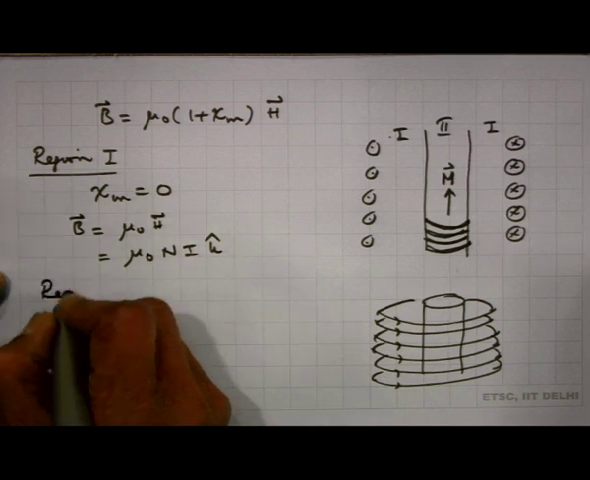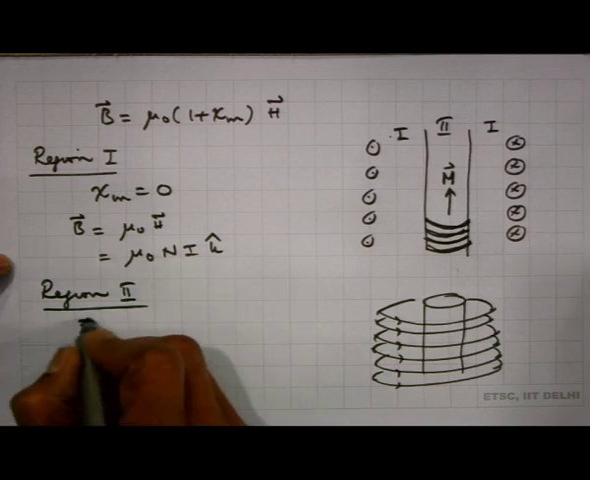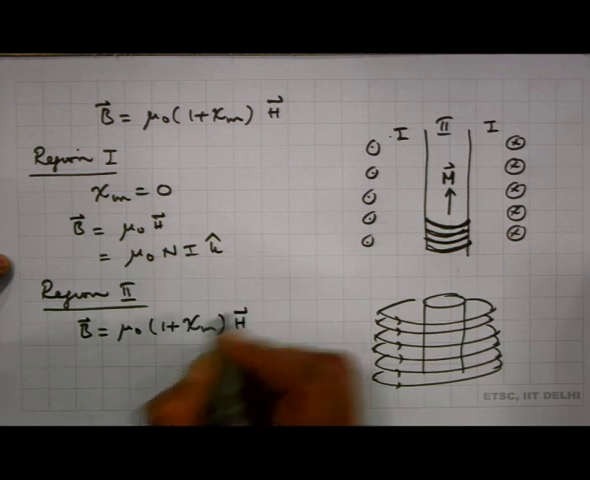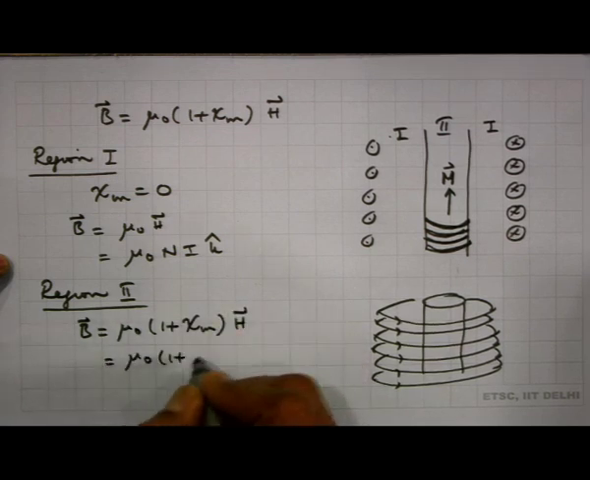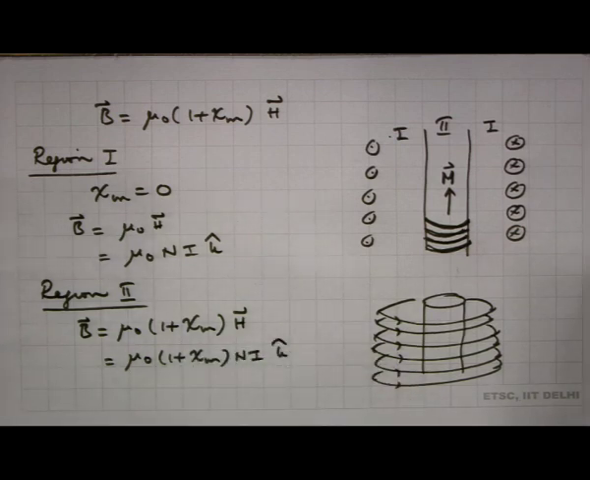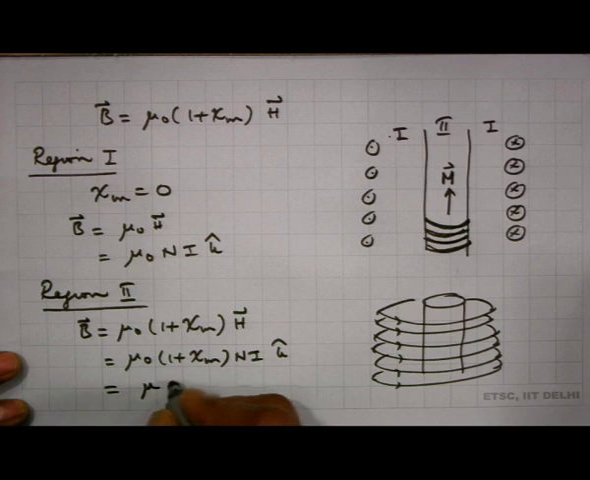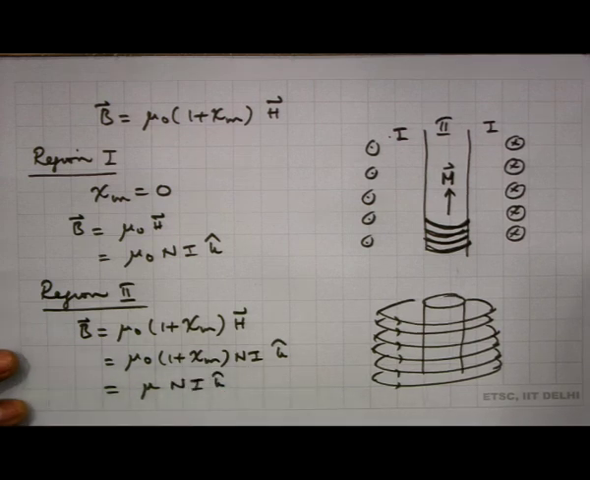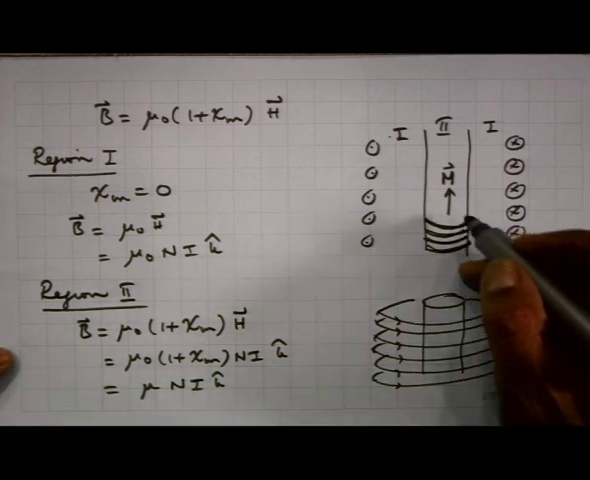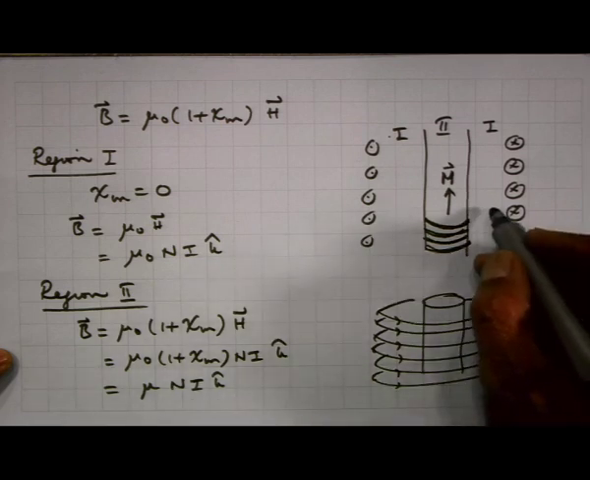Now, what about region 2? In region 2, B is equal to mu naught into 1 plus chi m into H, which is equal to mu naught 1 plus chi m times H, where H is N I, and this is also equal to mu times N I. So, all that has happened is that magnetization inside has changed the magnetic field within the medium to mu times N I k. The magnetic field outside is mu naught N I k.